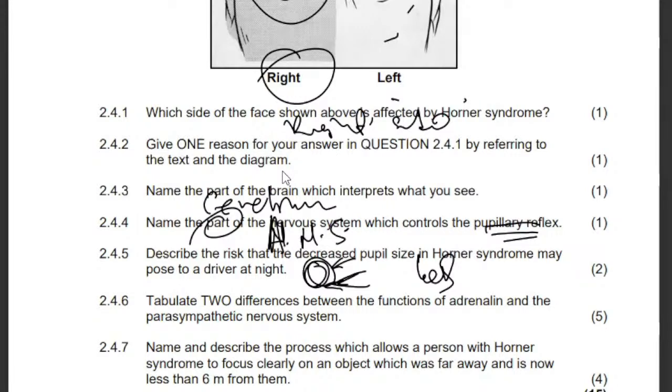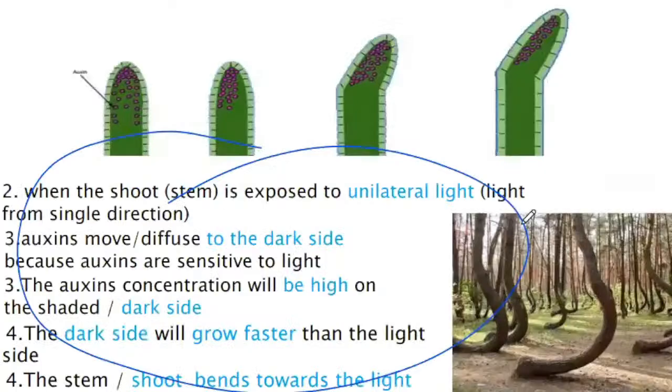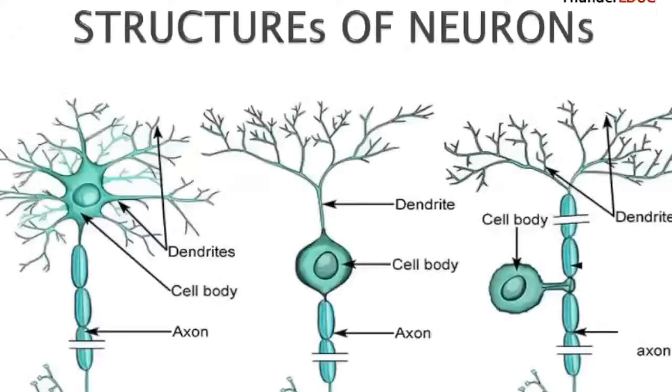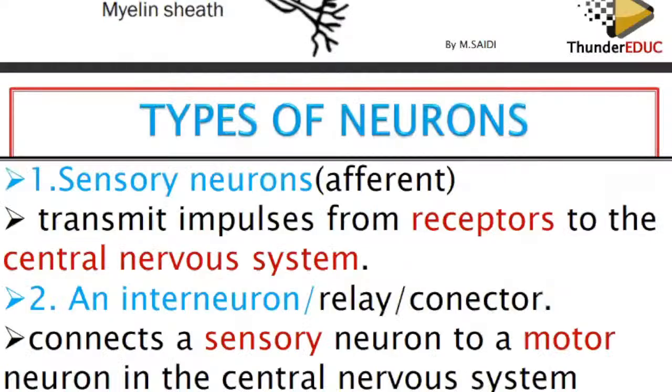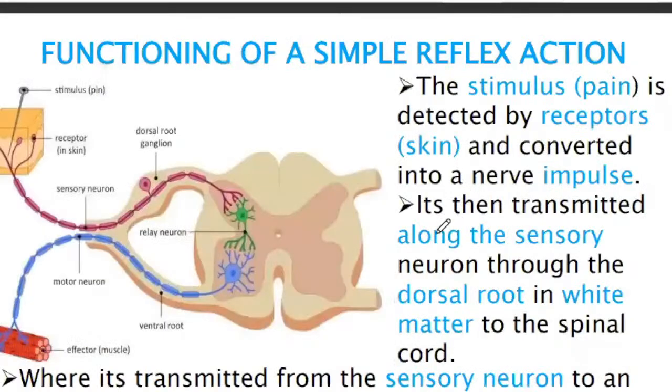Yes, tabulate two differences between the sympathetic and parasympathetic nervous system. So basically, remember, adrenaline is a result of the sympathetic nervous system. So they are looking at the difference between the sympathetic and the parasympathetic nervous system, as I explained before. So basically, that's what you are supposed to look at. This is what they are looking at.